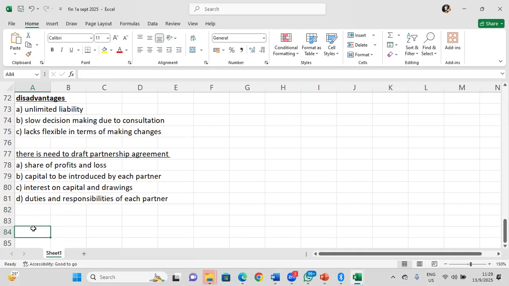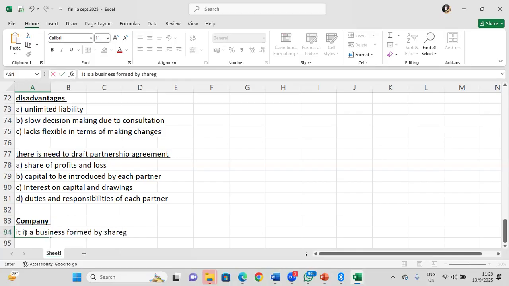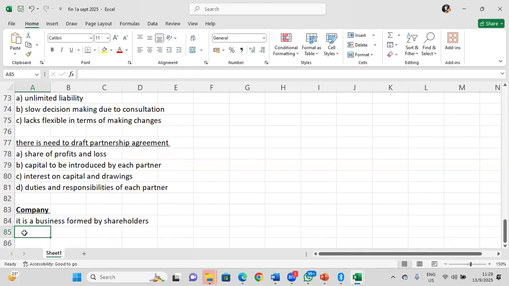Then, besides the partnership, we can also start a business as a company. All these businesses prepare financial statements. They come up with the income statement and the statement of financial position. Now, a company is a business which is formed by shareholders.